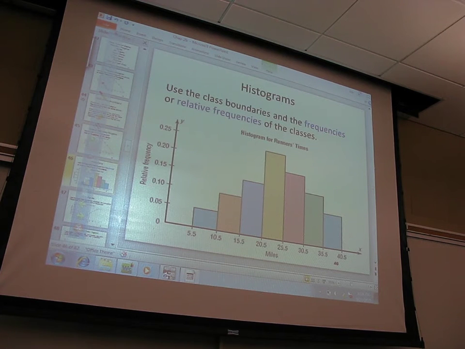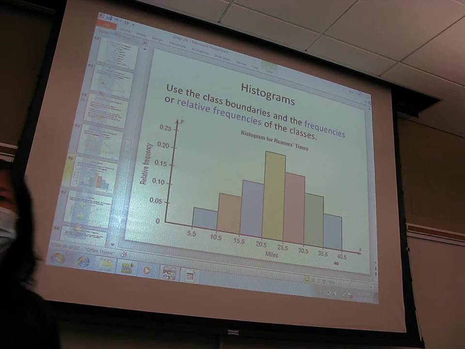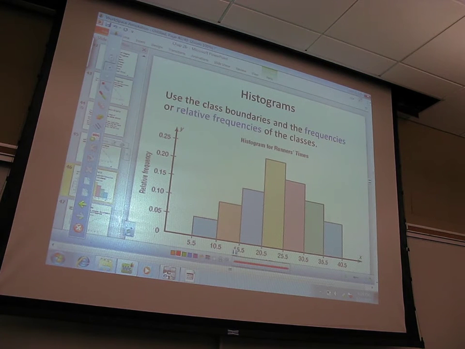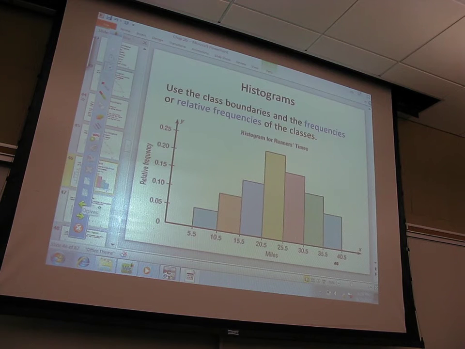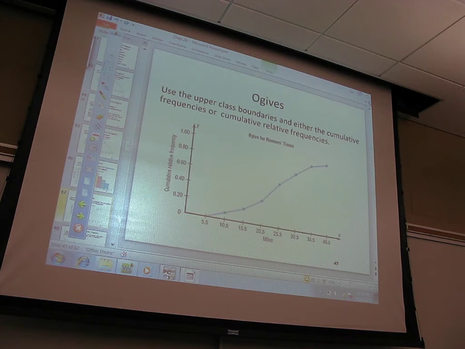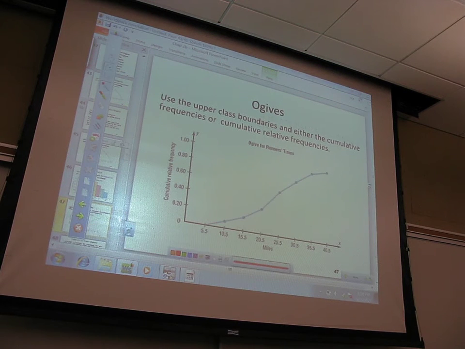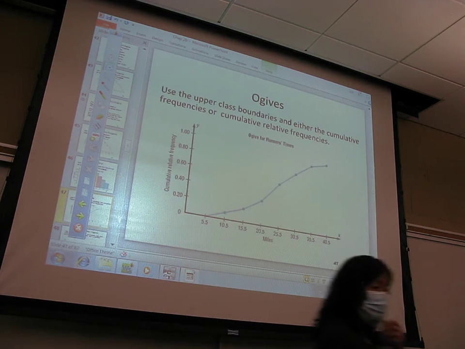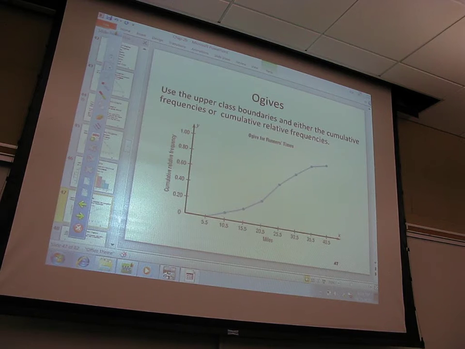Histograms can also use frequencies or relative frequencies. This is a relative frequency one where you have the percentages along the side instead of the actual frequencies. Either one's acceptable depending on which situation you want to use it in. Ogives are different. These use the upper class boundaries and cumulative frequencies, or cumulative relative frequencies, either one, but cumulative. So ogives use upper class boundaries and cumulative frequencies.